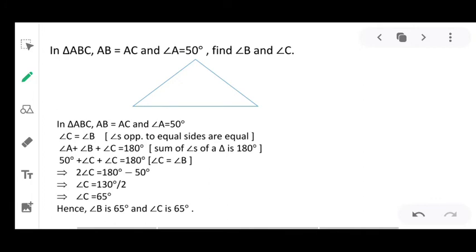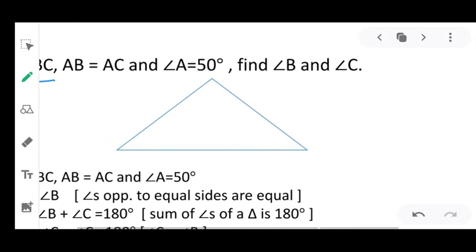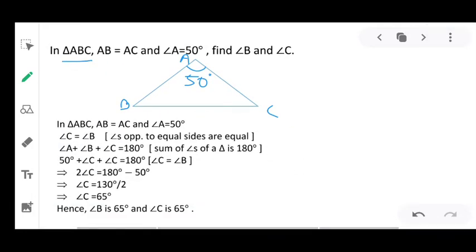this is question number 1 of your exercise 8B. In triangle ABC, this is a triangle ABC. This one is 50 degrees. Okay, so in triangle ABC, AB equals to AC, and angle A is 50 degrees. Find angle B and angle C.